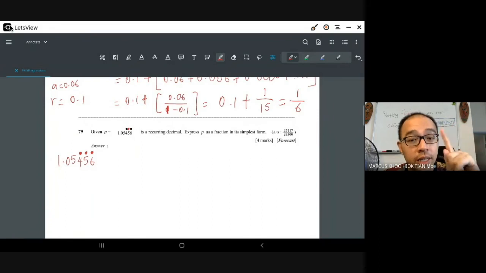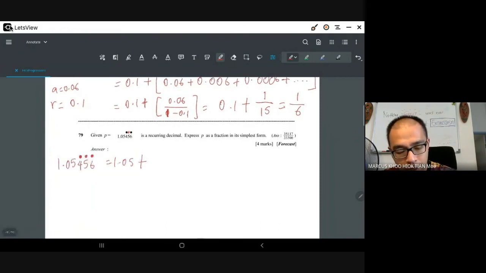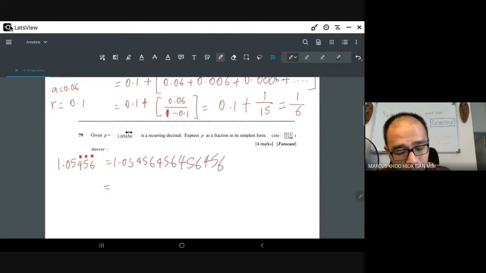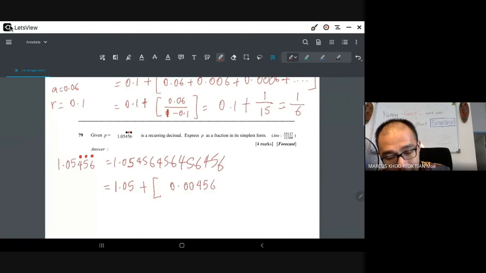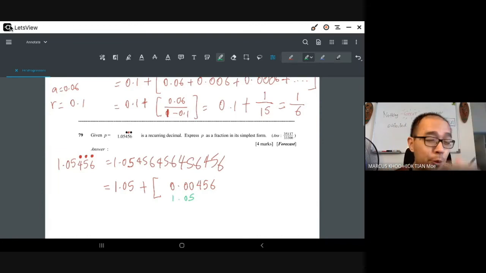So first of all, take out the number that is not repeated. So we'll get 1.05 plus. Now let's form the geometric progression. 1.05456456456456. Very long. So we take out the 1.05. What is my first number in the geometric progression? Somebody tell me. I want the 456 to be in. 0.00, very good. 0.00456, because the 1.05 is already taken, so we already take it out. So whatever is taken, we put in 0 to represent it.